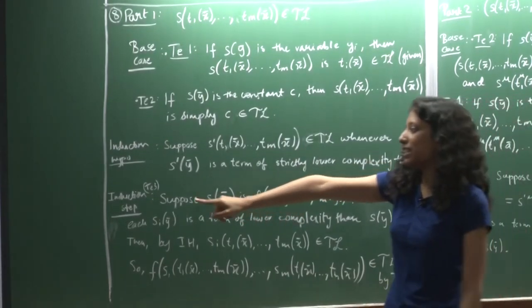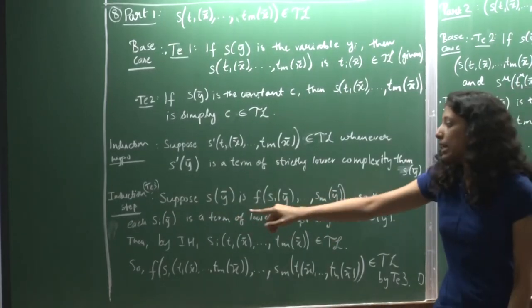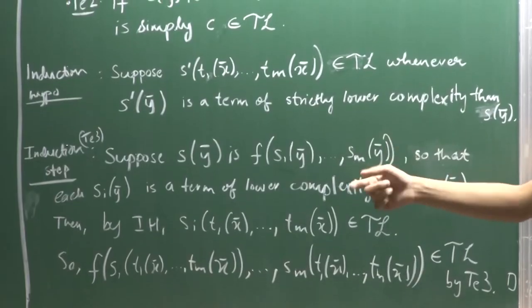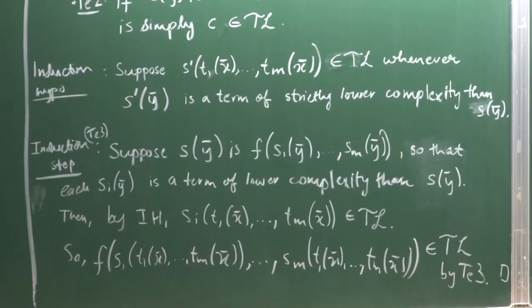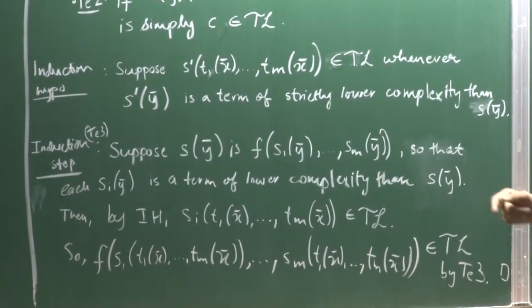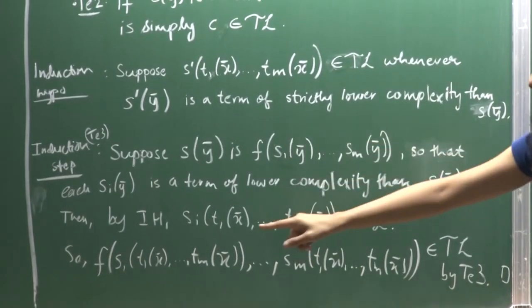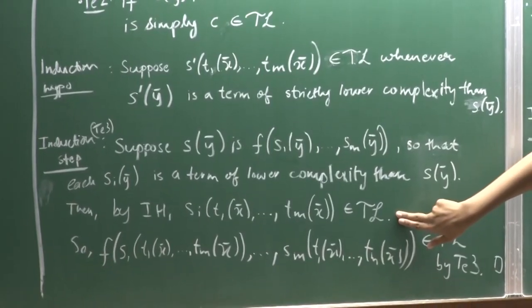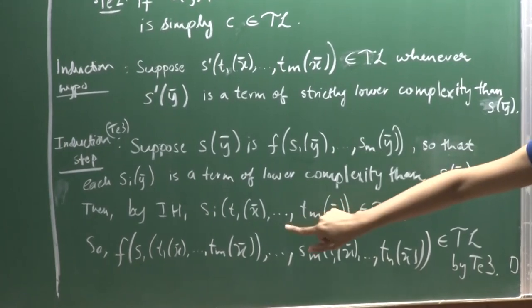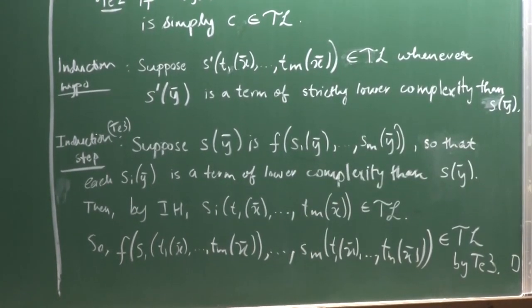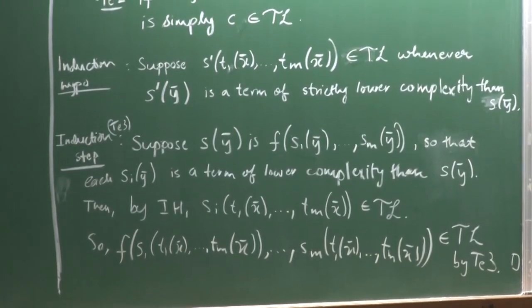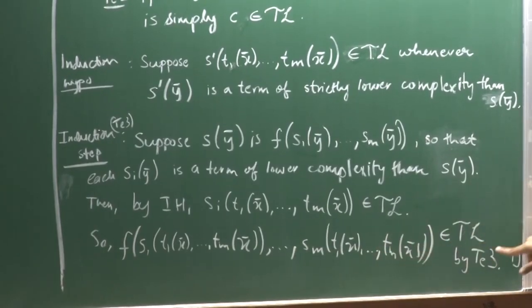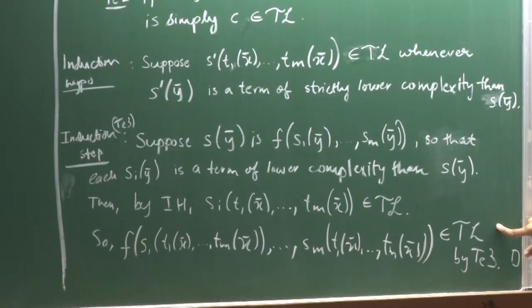Then your induction step is TE3. You suppose that S(ȳ) is of the form F(S1(ȳ), ..., Sm(ȳ)), which means these Si(ȳ) are terms of lower complexity, and therefore you can apply your induction hypothesis. By the induction hypothesis, if you substitute Ti(x̄) for ȳ in each Si, you will get a term. And therefore, by TE3, if F is a function symbol and F(T1(x̄), ..., Tn(x̄)) has terms as arguments, the resulting thing is also a term. So you use TE3, and you get that this is also a term. Any questions?